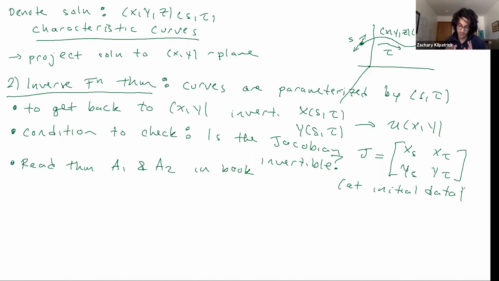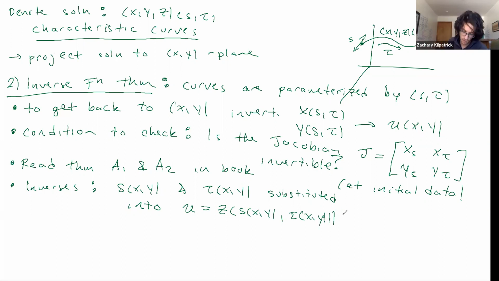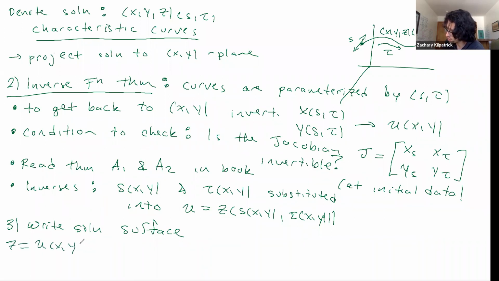Okay, so if you check this and it works out, okay, then the inverses S of xy and T of xy should be substituted into U equals Z of S of xy and tau of xy. Okay, so then you get a function of x and y. Okay, so finally, we can write our solution surface. Okay, and that's just going to be this Z equals U of xy.